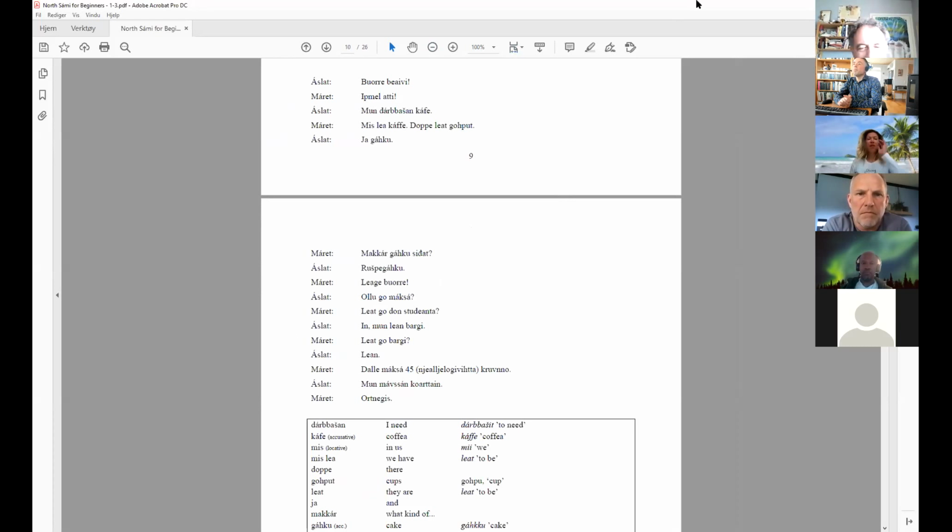Purrepäivi. Ipmelatti. Mun tarppasan kaffe. Mis lea kaffe. Toppe leat kohput. Good. Ja kahku. Makkar kahku sidat. Ruspekahku. Leage borre. Olloko maksa? Leatko studenteanta. In mollen parkki. Leatko parkki. Lään. Dalle maksa. Nieljälokivihta Krovno. Good. Momavsan kuartain. Ortnegis. Perfect. Thank you.